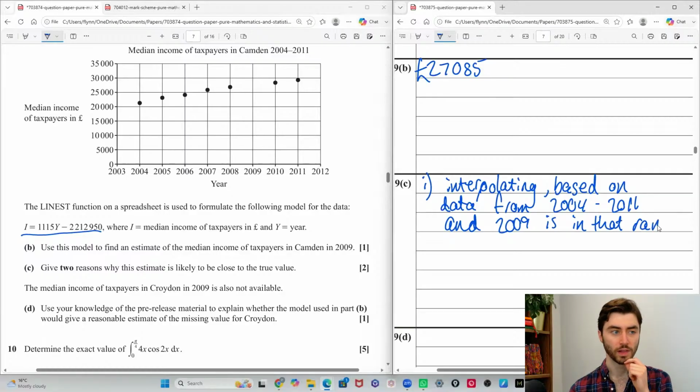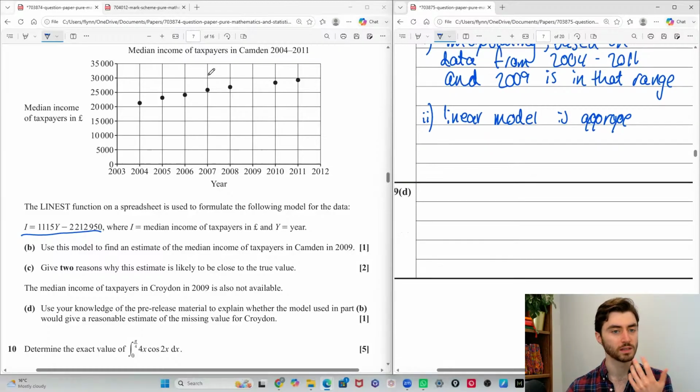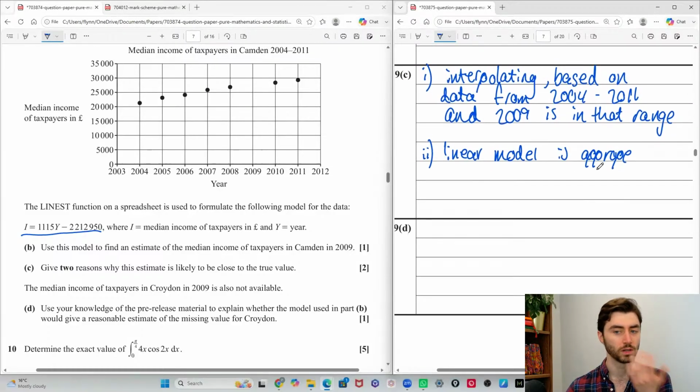And the second one they're likely looking for is the fact that we are using a linear model. The linear model is appropriate to use because, for instance, if the points were scattered all over the place, then it wouldn't necessarily be a great model to use. Whereas this, because they actually do look like they lie close to a straight line, then we know that the model is a good model to use.